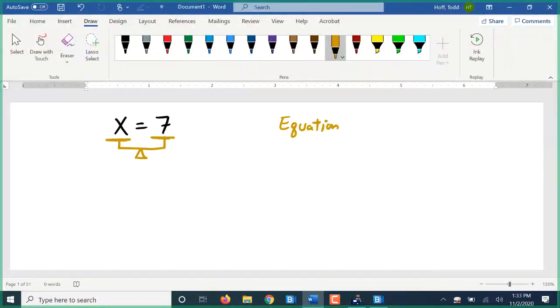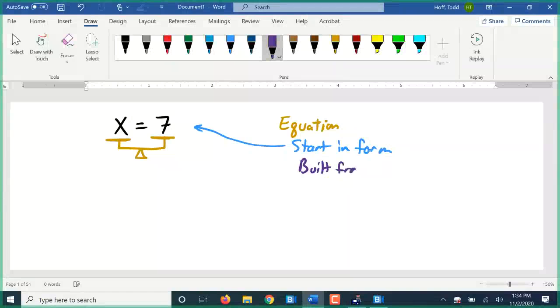Now, this is a pretty simple equation. We're used to seeing them probably way more complex than that. But all equations start in this form: a variable equals a number, or a number equals a variable. And then they are built from there. And they're built with our basic math operations.